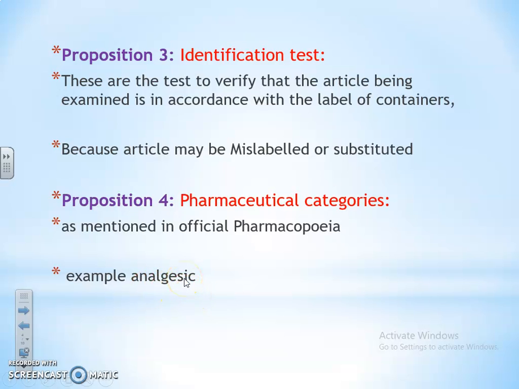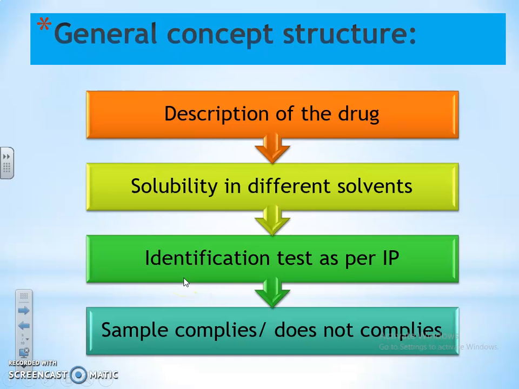Okay, so this is the category of the drug. Next, as far as the general concept of the experiment is concerned, first we have to go for the description of the drug, like what is the color, odor, taste of the drug, morphological characters. Then we have to check the solubility in different solvents and match with the criteria given in the official pharmacopoeia.